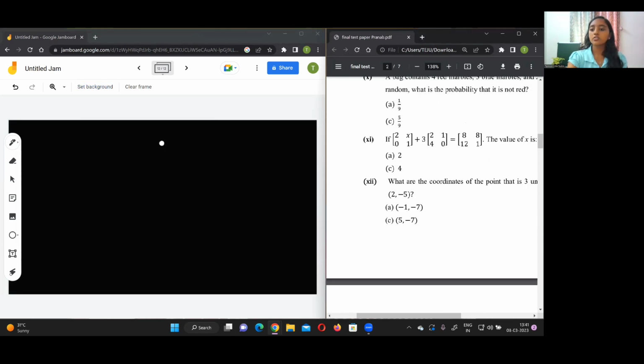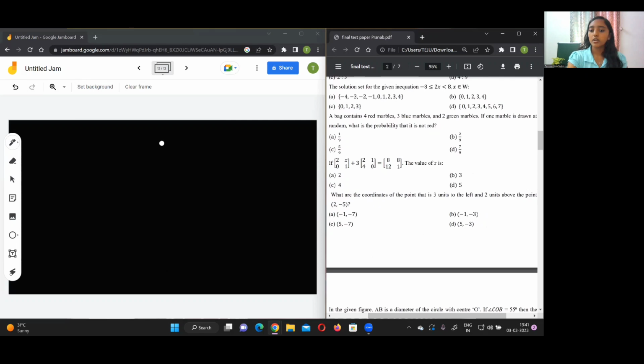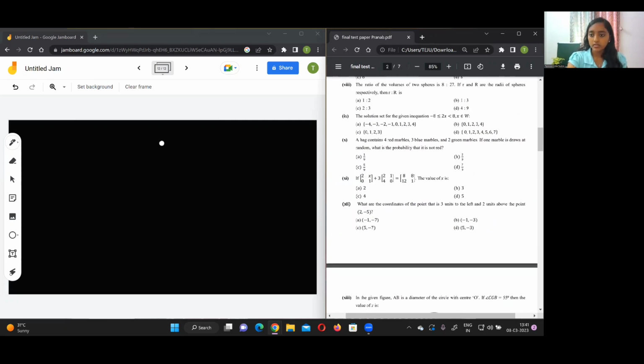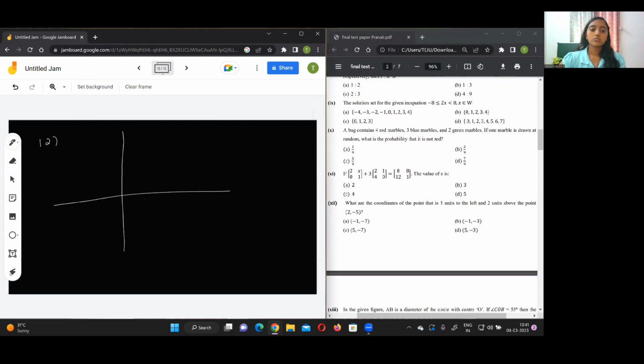12th question. What are the coordinates of the point that is 3 units to the left and 2 units above the point 2, minus 5, right? That's your next question. Let us actually draw the number line. So the 1, 2, 3, 4, minus 1, minus 2, minus 3, minus 4, minus 5, minus 1, minus 2, minus 3, minus 4, 1, 2, 3, 4, 5, right?